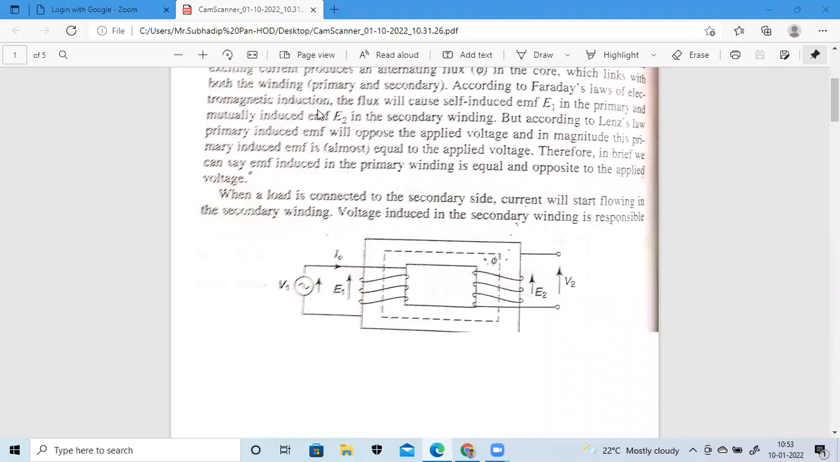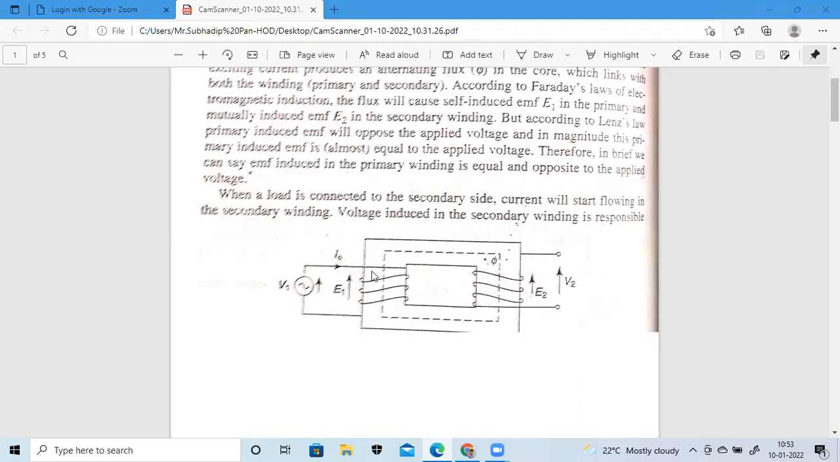According to Faraday's law of electromagnetic induction, e1 is equal to N d phi by dt, that means flux linkage in the coil, that means rate of change of flux.